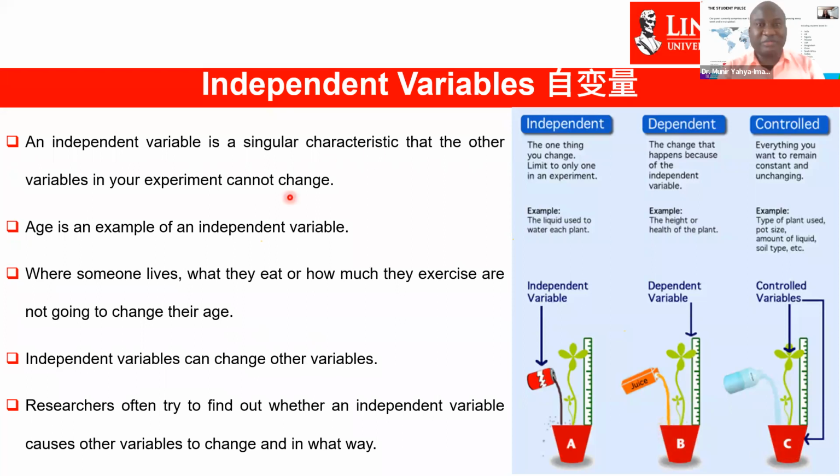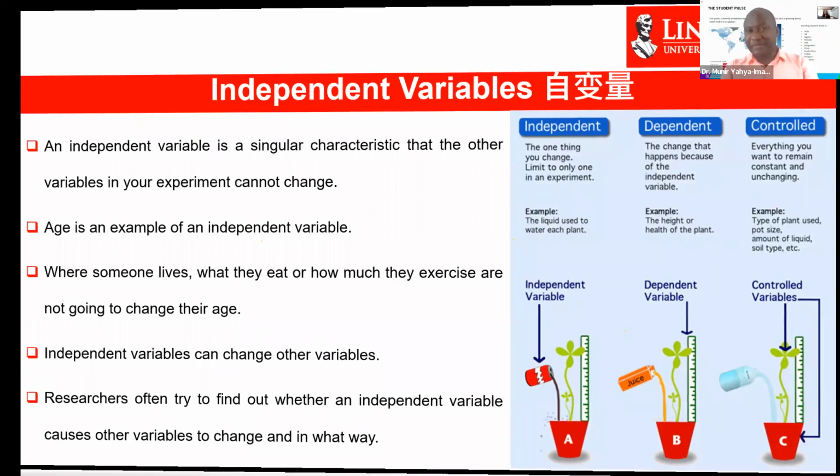But anyway, we have just discussed the independent variable: the one thing you change, limited to only one in an experiment. So an independent variable is a singular characteristic that the other variables in your experiment cannot change or manipulate.